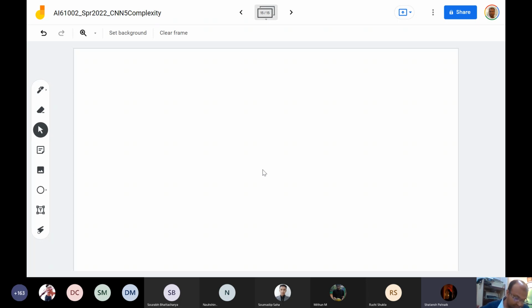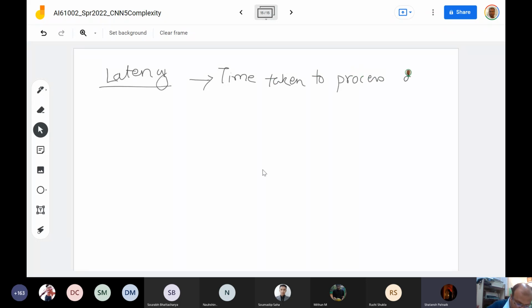Okay, now next is what we call latency. Now latency is defined as time taken to process an image.